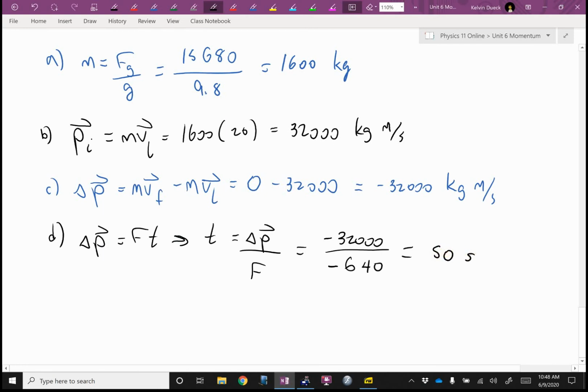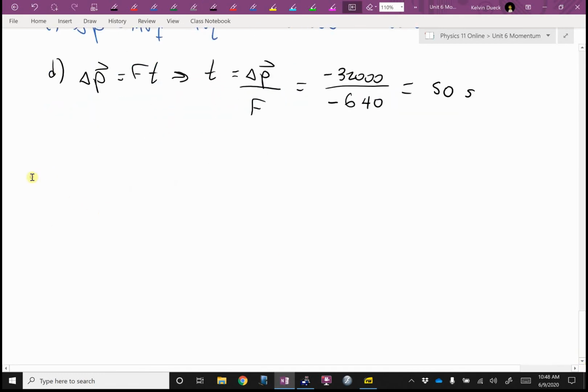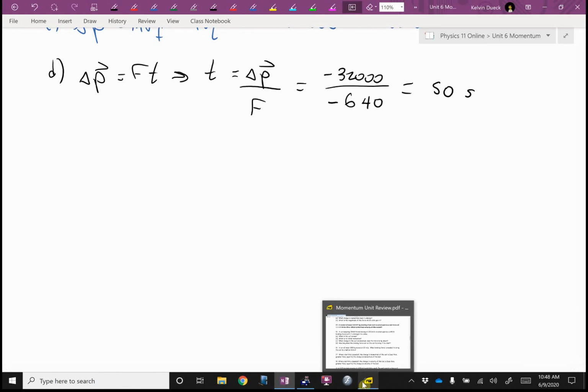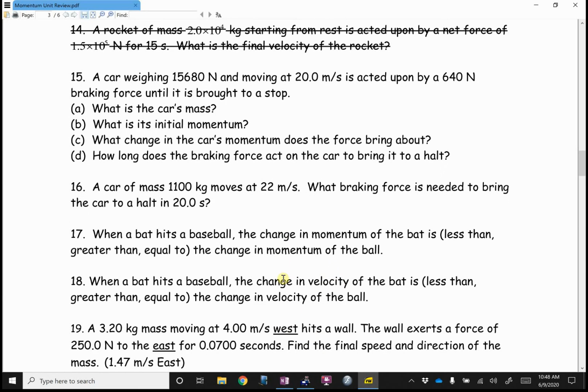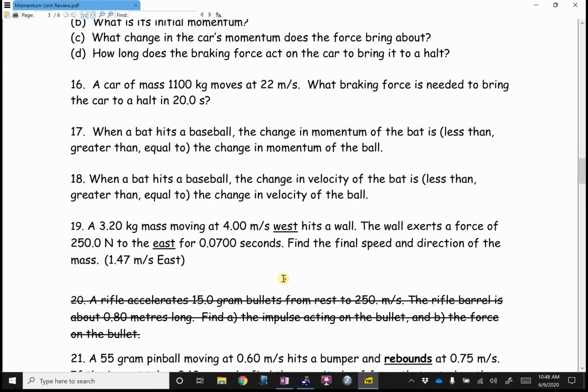So this was a nice, leisurely, take your time, slowing down to a stop, not a quick stop. And that's why the force was so small. 640 newtons, that's a pretty small force. What number was that? 16. Oh, wrong button.